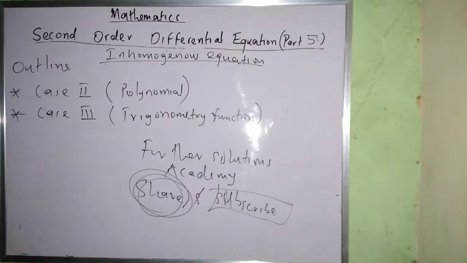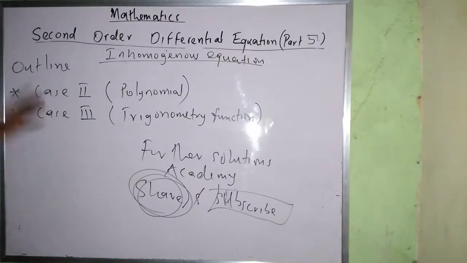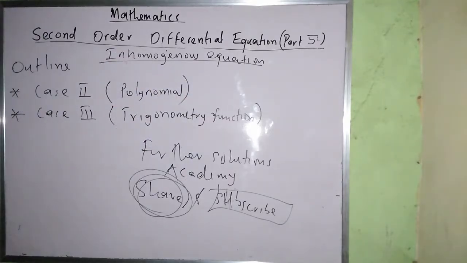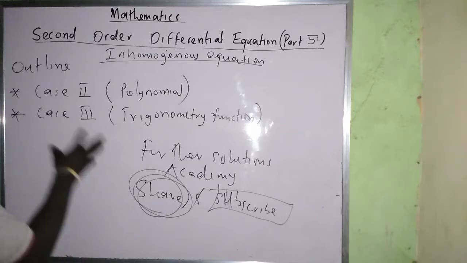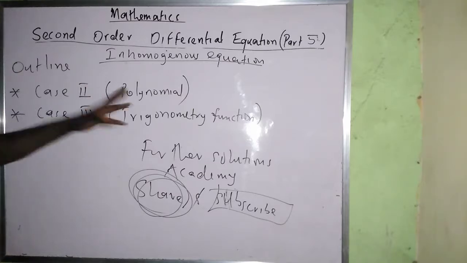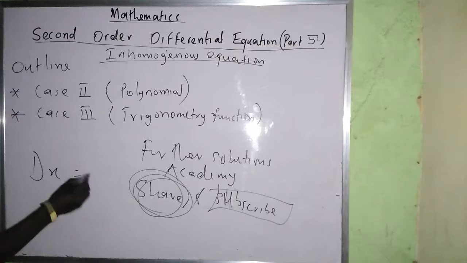This is second order differential equation part 5, which I'll be working on the inhomogeneous equation. I've done case 1 in my previous video, which is part 4: the exponential function and the definition of inhomogeneous equation. In this video, I'll be walking you through case 2 and case 3. Case 2 is the polynomial function, which means when my d of x is a polynomial.